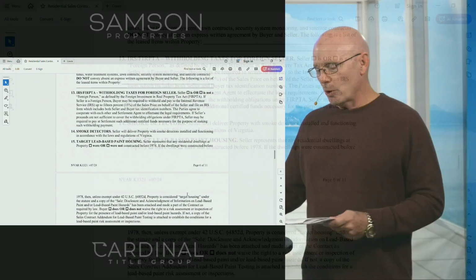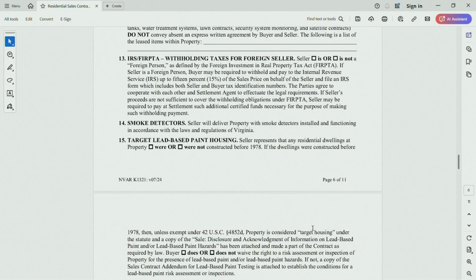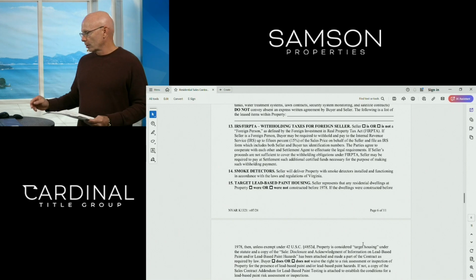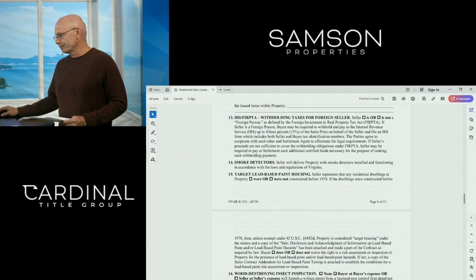Paragraph 14 is smoke detectors. This is just making sure that everybody understands that the property will be delivered with working, functional smoke detectors, which are required by Virginia law. Pretty easy statement, right? So if you did no home inspection, and you did your walkthrough and the smoke detectors weren't working, the seller is still obligated to have those smoke detectors in working order. So no ifs, ands, or buts about that one.